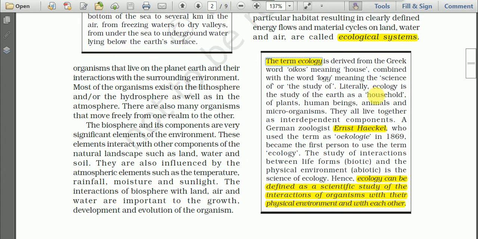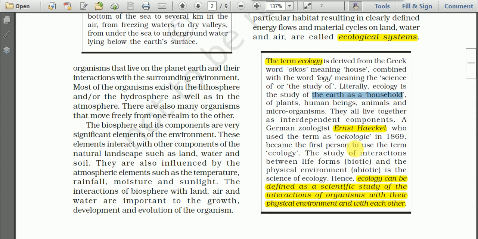The term ecology is derived from the Greek word oikos, meaning house, combined with the word logos, meaning science of or study of. So literally, ecology is the study of the earth as a household of plants, human beings, animals, and microorganisms, and they live all together as interdependent components. So all the living beings and the non-living things on the earth surface are interdependent.